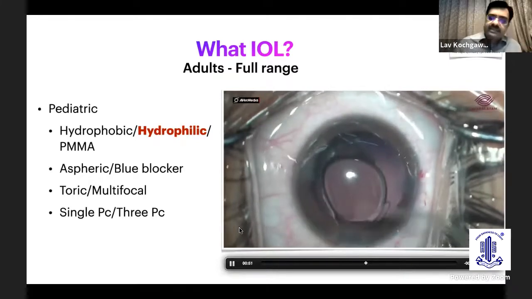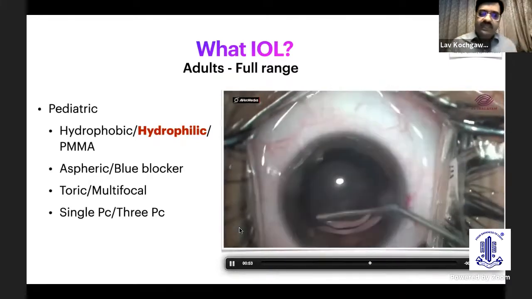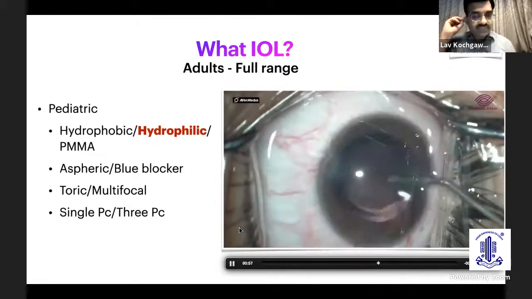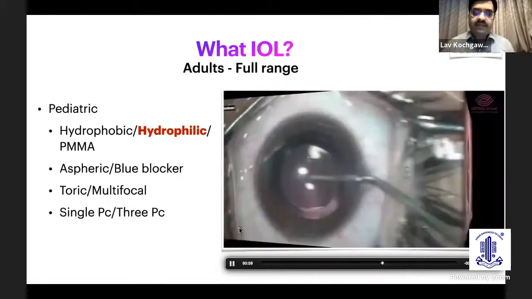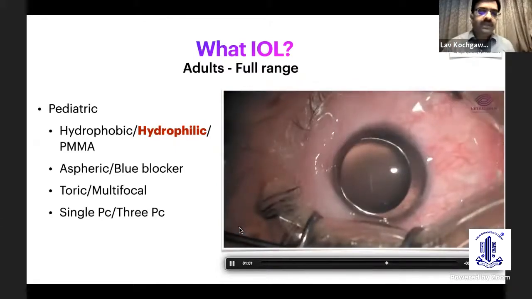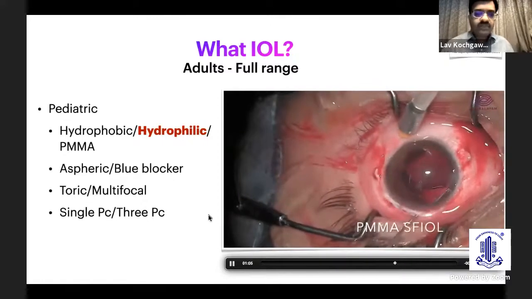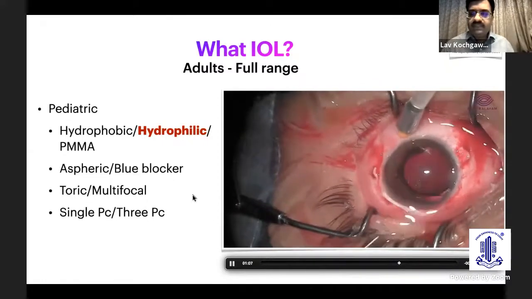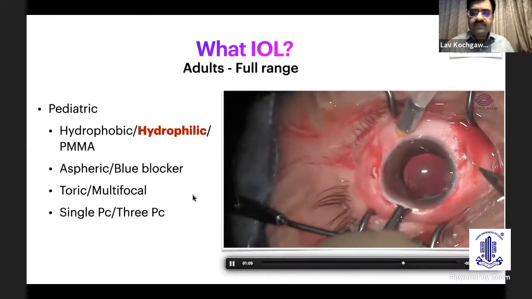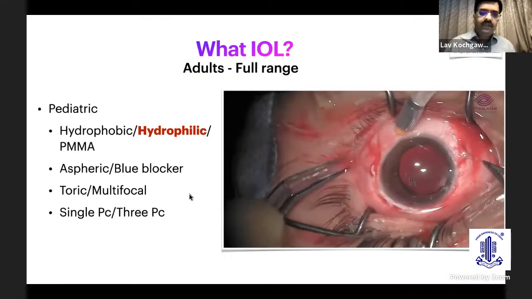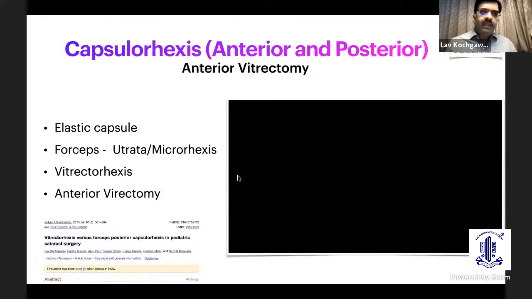Regarding single piece and three piece lens, I would say that it depends on the choice of the surgeon, whatever they are more comfortable with. And single piece are much more popular because of the ease of insertion. And as you can see in this video, in a gross subluxation, a scleral fixated IOL is being done, in which is a PMMA lens.